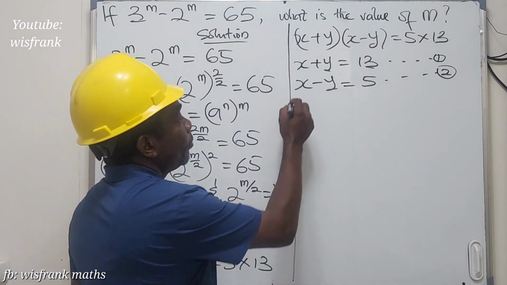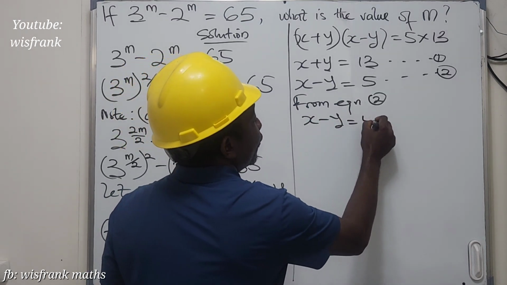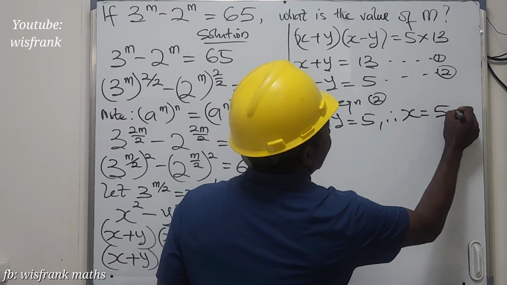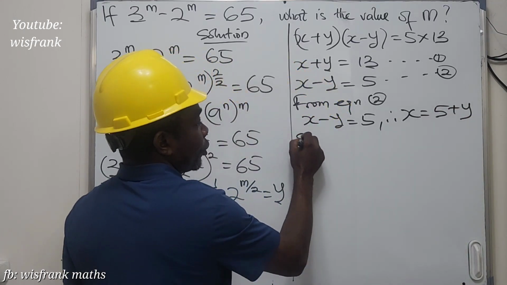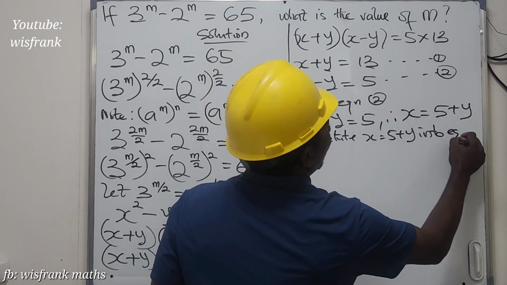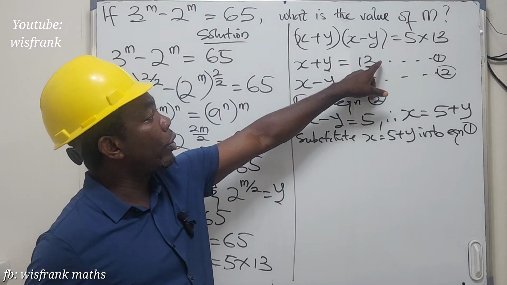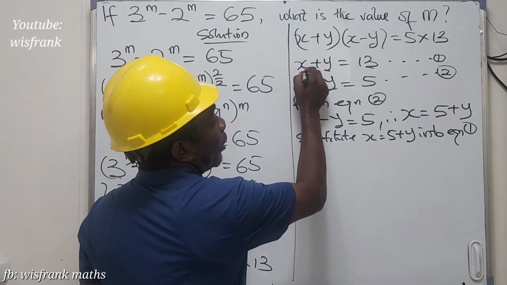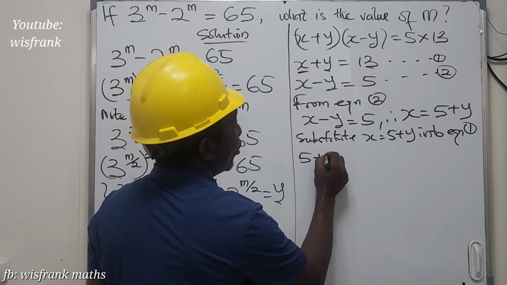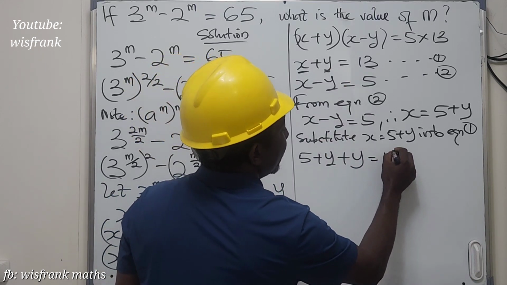So we say from equation 2, x minus y equals 5. Therefore, x will be equal to 5 plus y. We are going to substitute x equals 5 plus y into equation 1. So substituting the value of x into equation 1, we have x as 5 plus y, we bring down y here, equals 13.